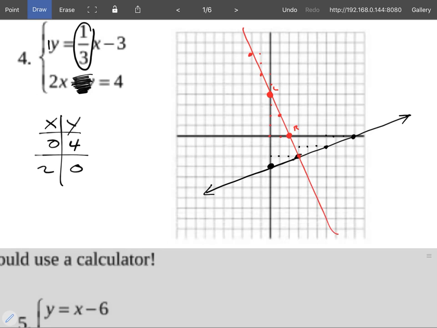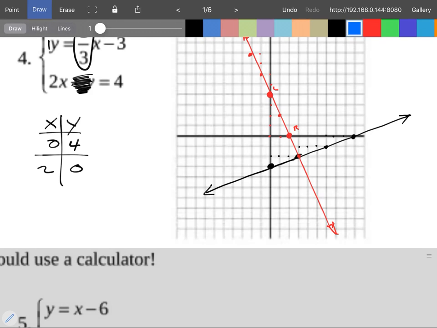So that second line looks something like that. All right, and I think you can see where they hit. Those two lines hit each other right here at that blue dot. So that's our solution, the coordinates or the ordered pair for that blue point.